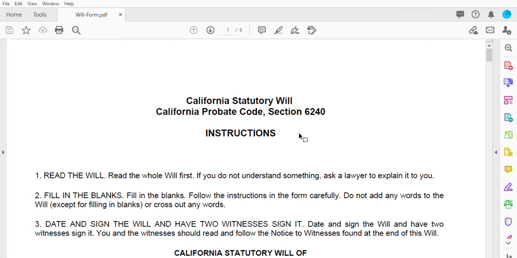Okay, so I've had quite a few requests recently for some very simple and quick estate planning. We're going to talk today about the California statutory will. This is a form that you can find online and download at home. I'm going to link to it via a blog post in the comments section and in the description.